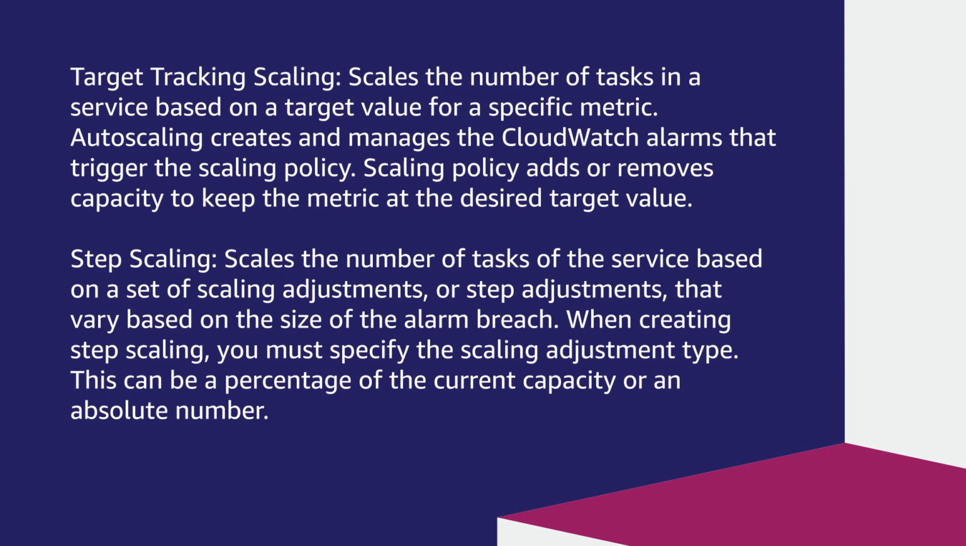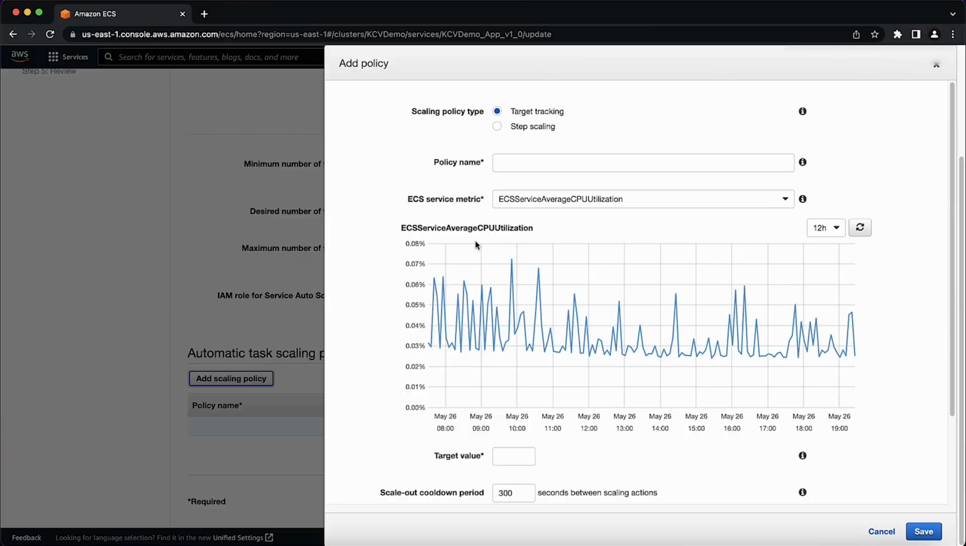Whereas step scaling scales the number of tasks of the service based on a set of scaling adjustments, or step adjustments, that vary based on the size of the alarm breach. When creating step scaling, you must specify the scaling adjustment type. This can be a percentage of the current capacity or an absolute number. Now that you have seen how the scaling policies work, you can choose either a target tracking policy or step scaling policy based on your requirements.